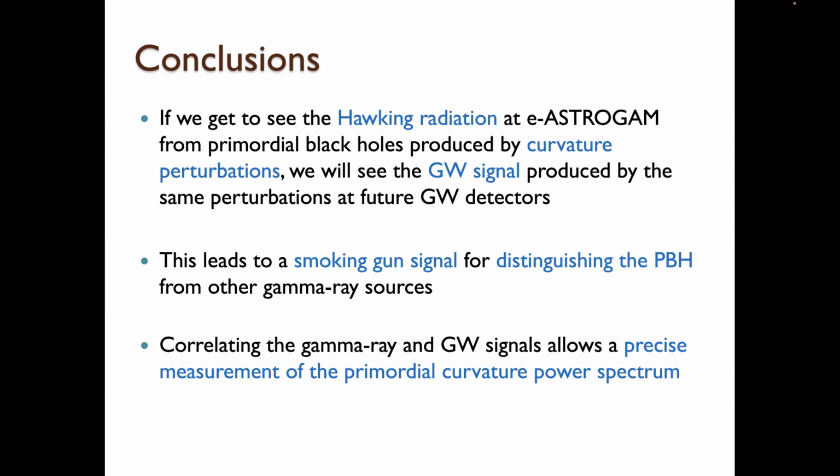sources. So even if we see some signal in the gamma ray observations, you may say that that's from another source. But if we also measure the gravitational wave signals, we can make sure this is from the primordial black hole that originates from the curvature perturbations, or if it's a different correlation, then we can tell what's the origin of the primordial black hole. And in addition to this, correlating gamma ray and gravitational signals allows a very precise measurement of the primordial curvature power spectrum.